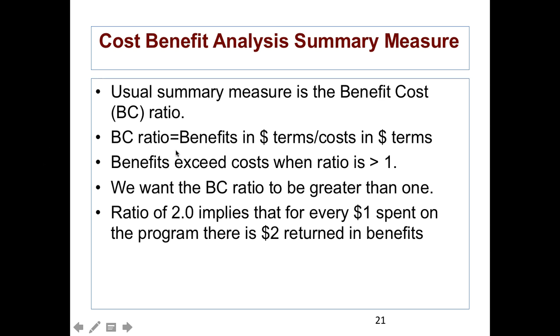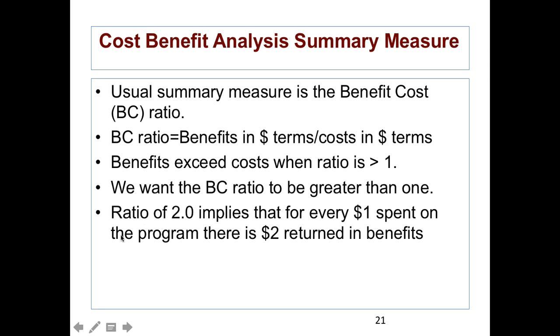So you look at the ratio of the benefit and cost in basically monetary terms, and then you make a decision. The benefit exceeds the cost when the ratio is greater than 1. So definitely we want the benefit-cost ratio to be greater than 1, because if it's smaller than 1, it means that the cost exceeds the benefits, and if it's equal to 1, it means that the rate of return on the investment is basically equal to 1.